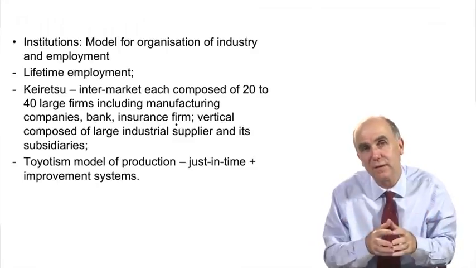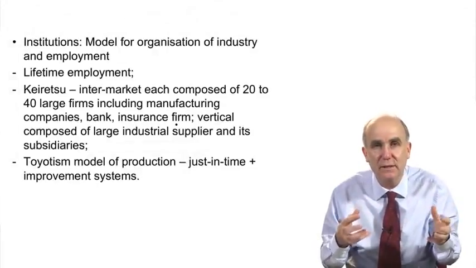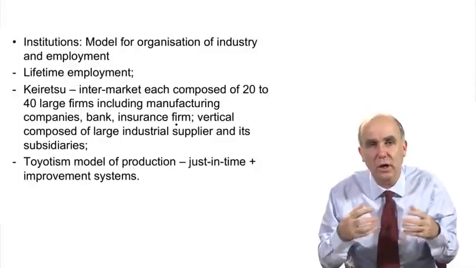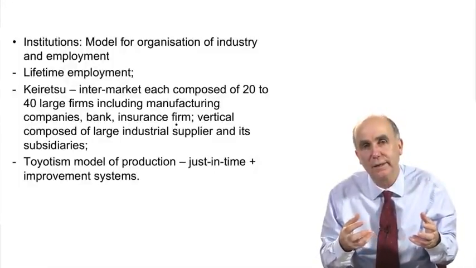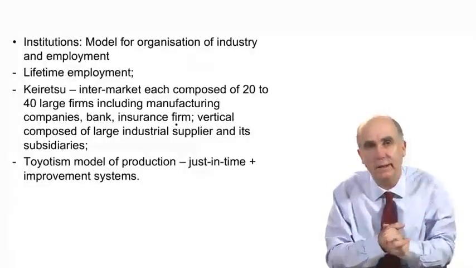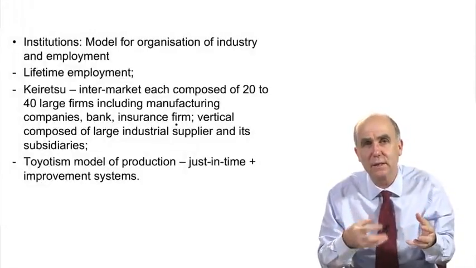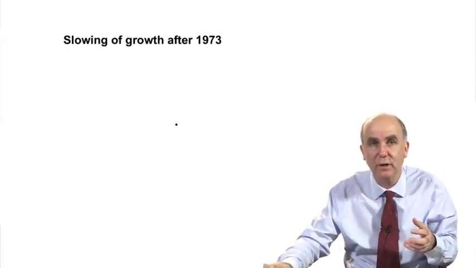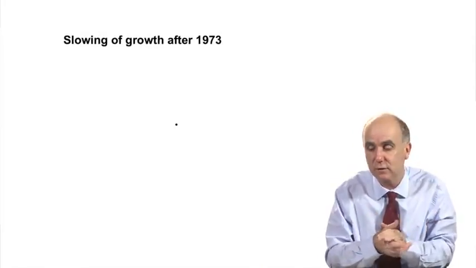There's also, especially in, say, the 1980s, a lot of attention to a distinctive Japanese model of production, sometimes called Toyotism. Things like just-in-time production and improvement systems, which were often seen as an important part of Japan becoming a high productivity manufacturing economy, especially amongst larger firms.